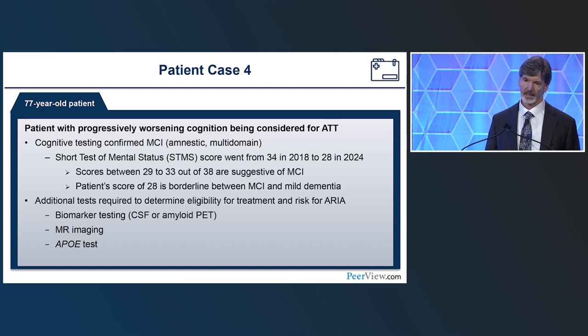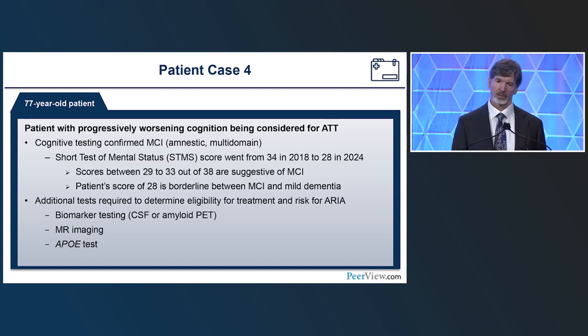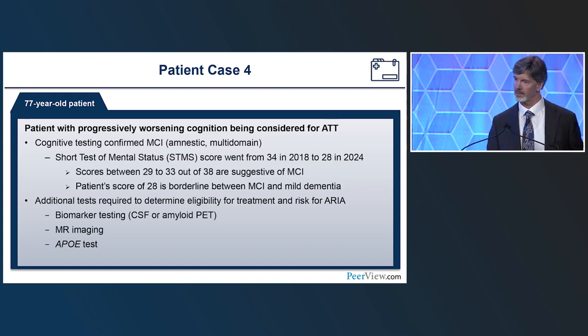therapy in the future. I've got a patient case I'm going to show to you from a treatment conference that we had at my institution 4 weeks ago. This patient came in with cognitive testing confirming MCI. The STMS was at 28 this year, had dropped, and that is borderline between MCI and mild dementia. So we need to look at some additional testing, biomarker testing, MRI, and maybe assess their genetic risk factors.